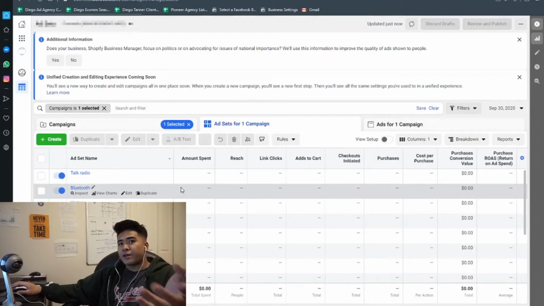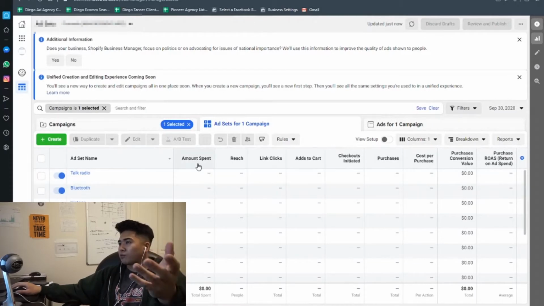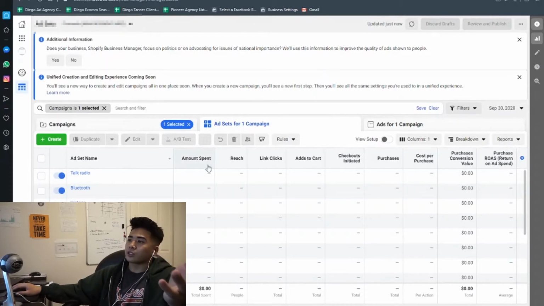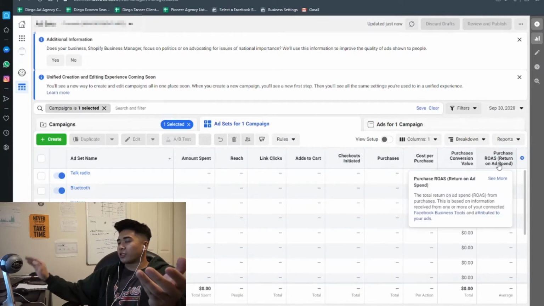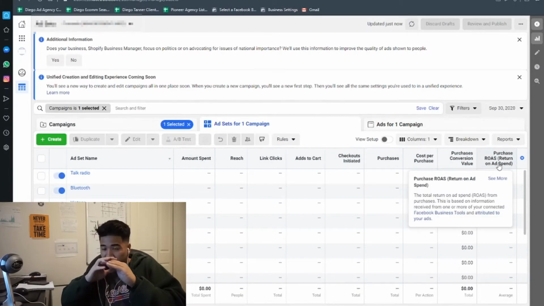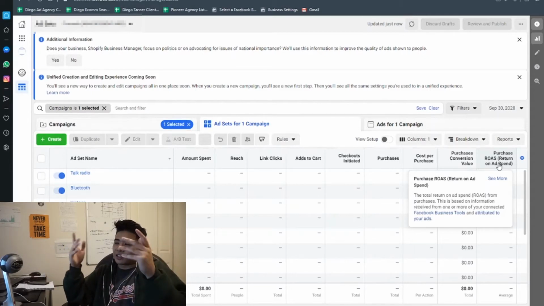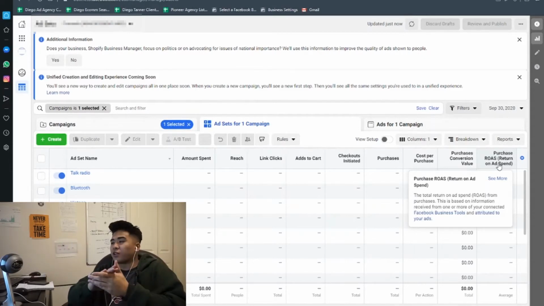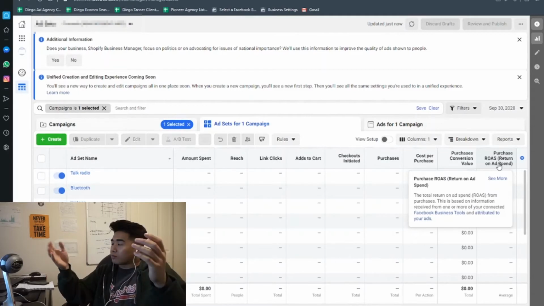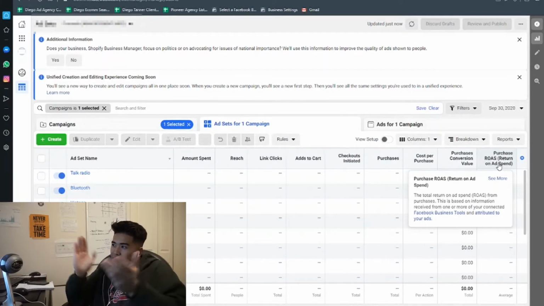So I like to keep my KPIs, my key performance indicators, fairly simple and straightforward. So: amount spent, reach, link clicks, add to carts, checkouts, purchases, cost per purchase, conversion value, and ROAS. I don't even look at all that fancy stuff like CPC, CTR, because at the end of the day, all you're looking for is essentially profit. Yeah, they're important, and that's a whole other debate, but I like to just keep it simple. That's what my mentor always taught me, just to keep it simple.